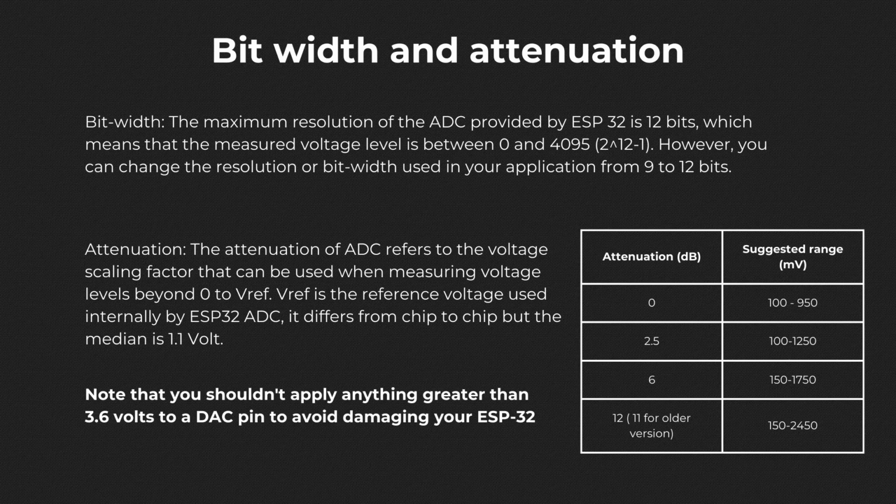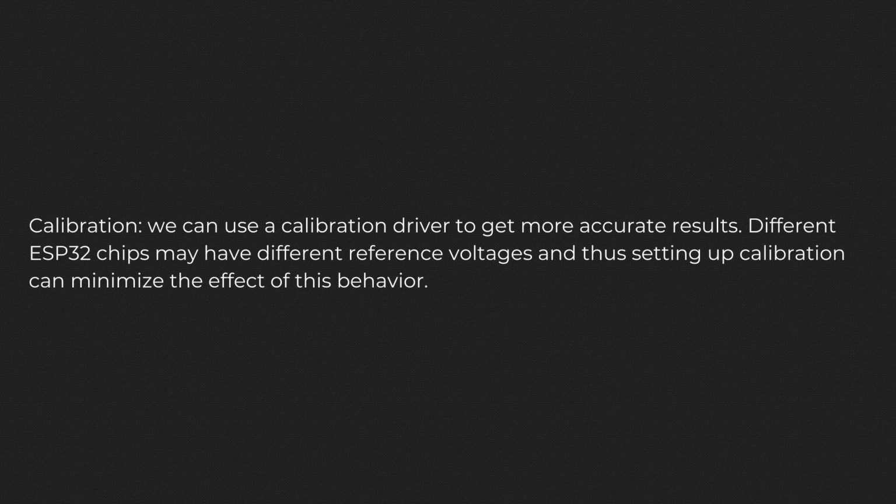The attenuation of ADC refers to the voltage scaling factor that can be used when measuring voltage levels beyond 0 to Vref. Vref is the reference voltage used internally by the ESP32 ADC. It differs from chip to chip, but the median is 1.1 volts. Furthermore, we can also use a calibration driver to get more accurate results. As I've said before, different ESP32 chips may have different reference voltages, and thus setting up calibration can minimize the effect of this behavior.